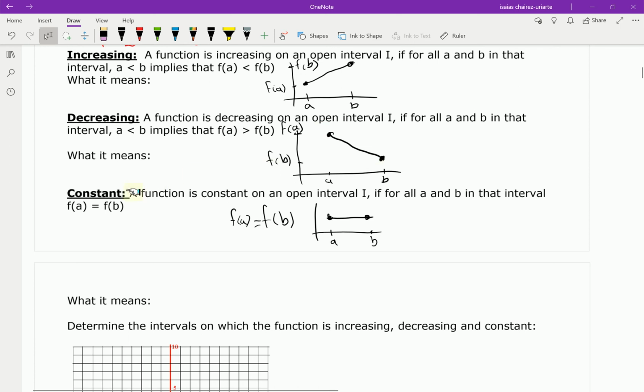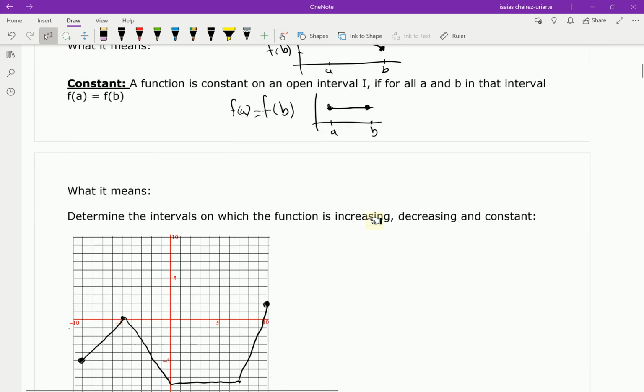Now we have this other definition. A function is constant on an open interval I if for all a and b in that interval, f of a equals f of b. So here I have that a is over here, b is over here, and f of a is just equal to f of b. So that's what it means to be constant. So: increasing, decreasing, constant.